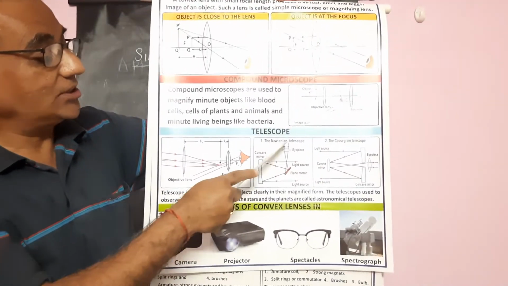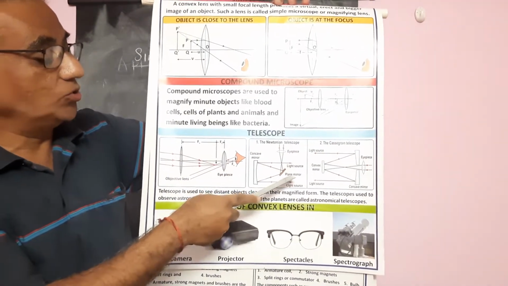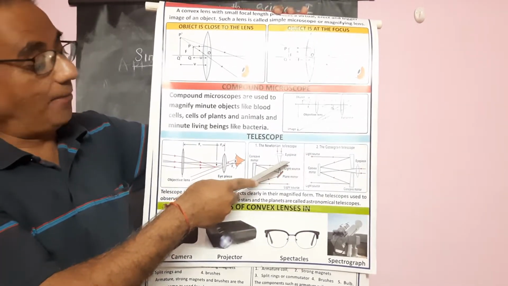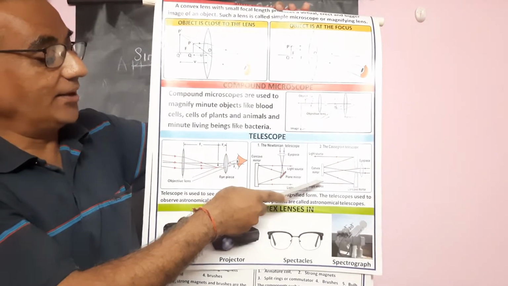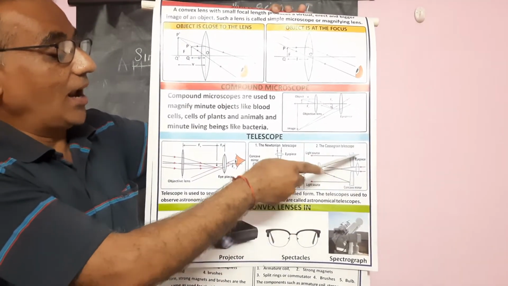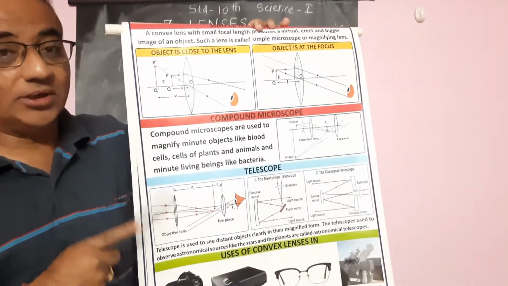Right? Now in the second type, the Newtonian telescope, there is use of a plane mirror, a concave mirror and an eyepiece. In the Cassegrain telescope, there is use of mirrors and lenses, a concave mirror and a convex mirror, and the eyepiece is in the form of a lens. Now this is all about the telescope.